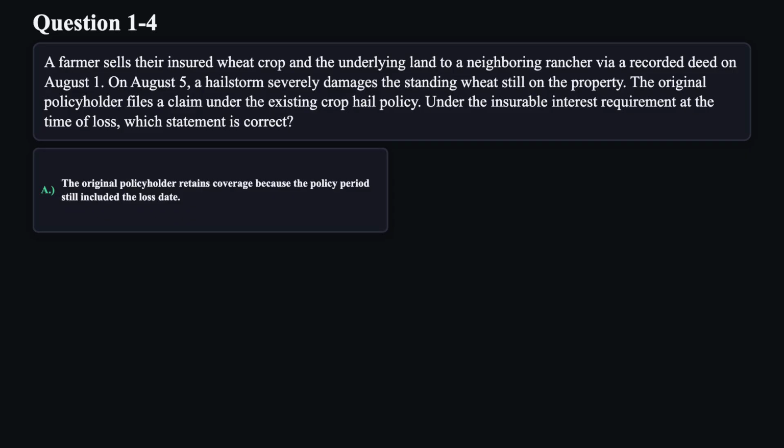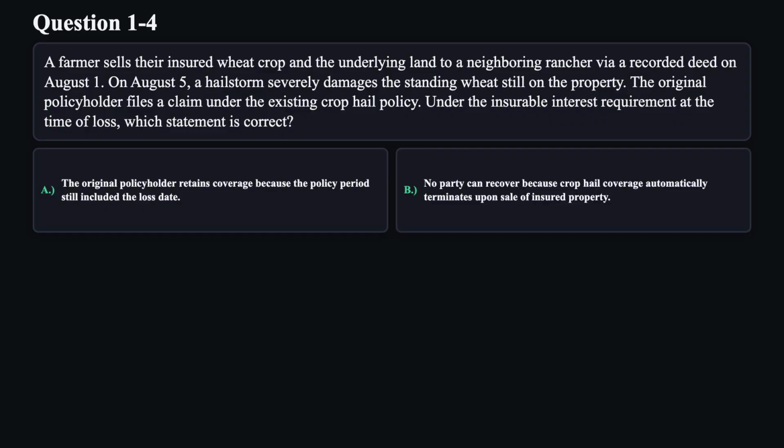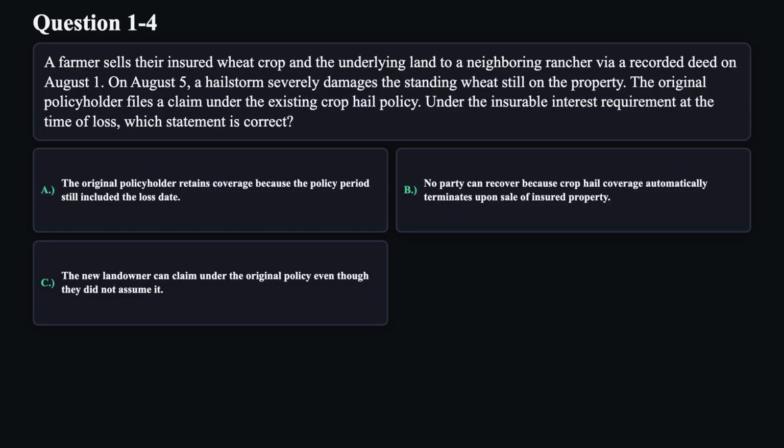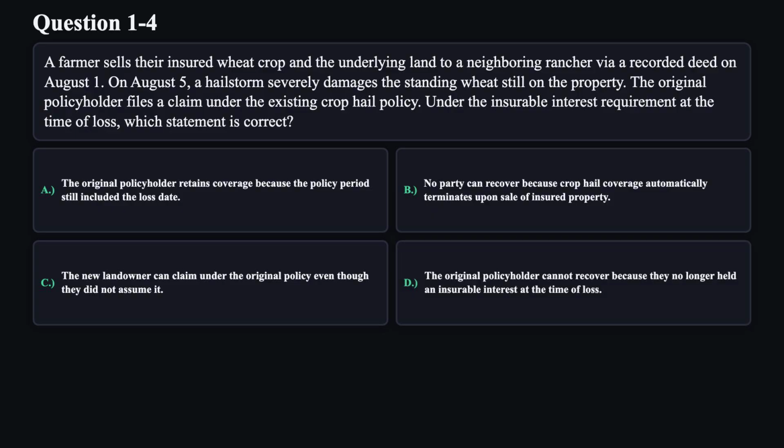A. The original policyholder retains coverage because the policy period still included the loss date. B. No party can recover because crop hail coverage automatically terminates upon sale of insured property. C. The new landowner can claim under the original policy, even though they did not assume it. D. The original policyholder cannot recover because they no longer held an insurable interest at the time of loss.